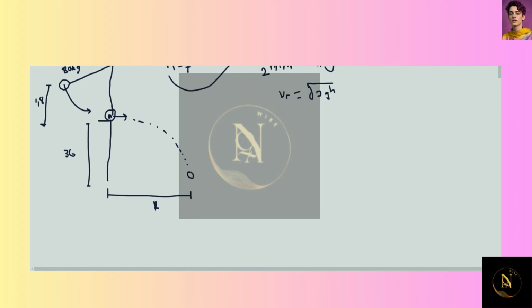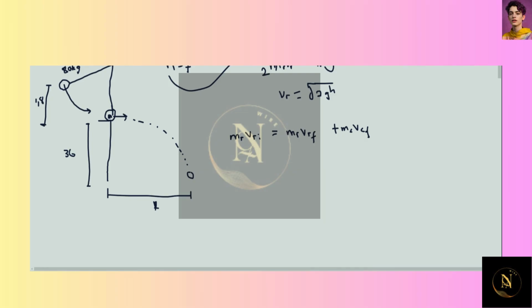Now you can write out some equations for the initial momentum of the system. You know that the rock is moving with velocity v R i, and this mass is not moving, so it has velocity 0. That should be equal to the mass of the rock times some final velocity of the rock, plus the mass of the cannonball times some final velocity of the cannonball. So this is your conservation of momentum equation.